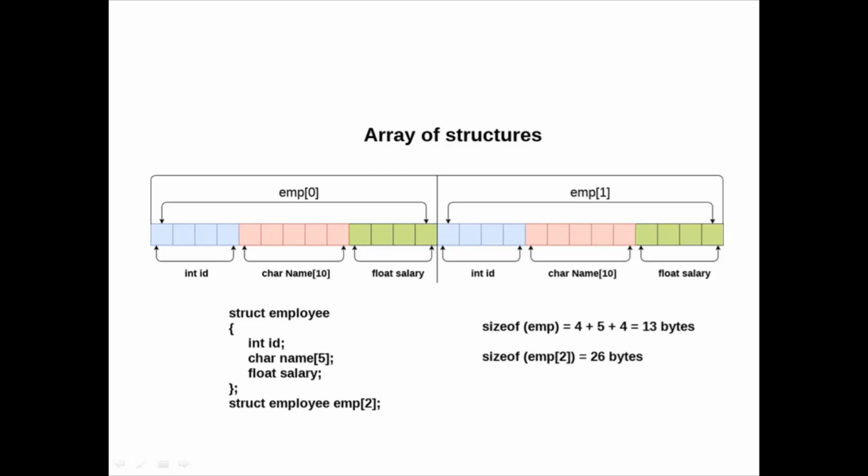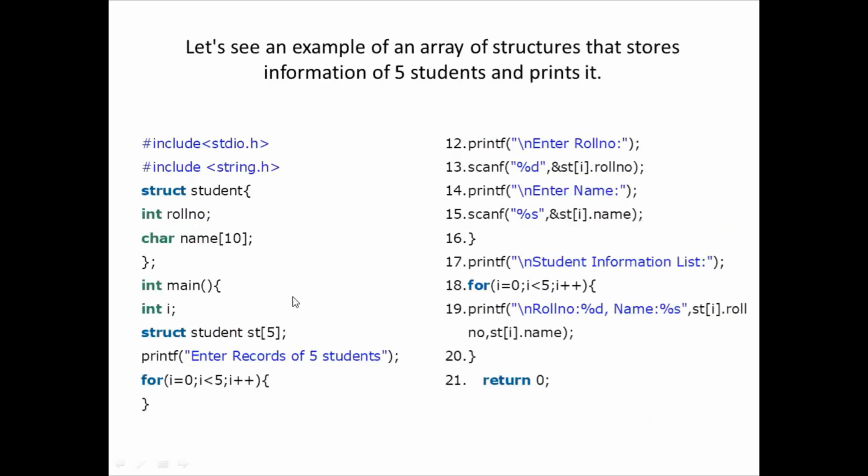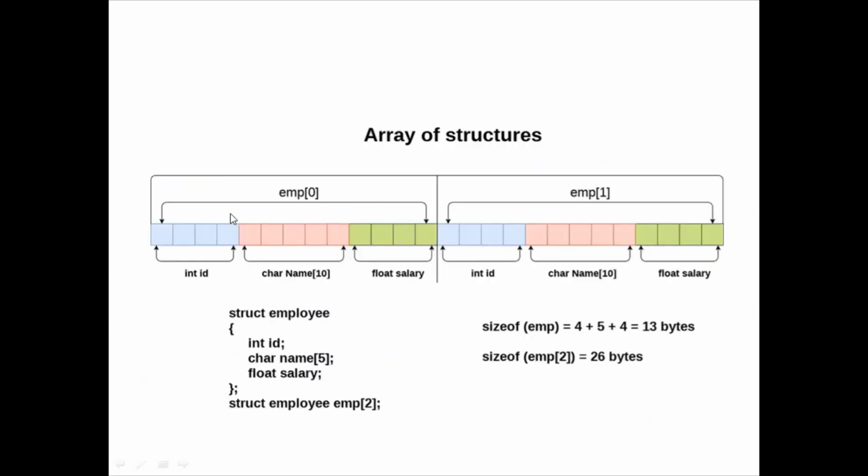This is emp[0]. So here we are going to get that this is emp[0]. This is emp[1]. So if we are going to get emp[0], we get this structure.